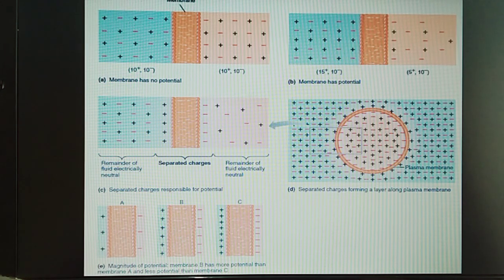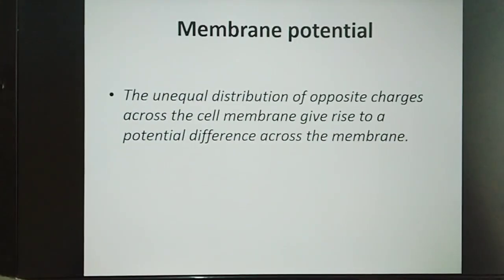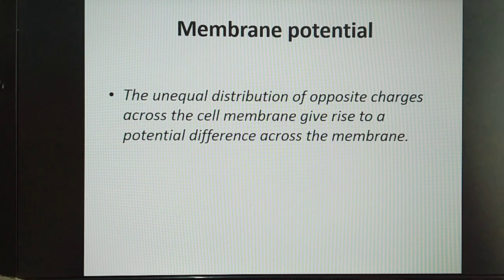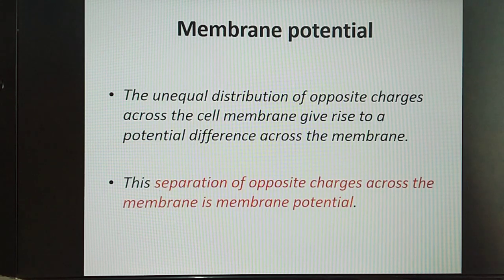So what is the prerequisite for the development of the membrane potential? It is very straightforward: the unequal distribution of charges. The unequal distribution of charge across the cell membrane gives rise to a potential difference across the membrane, and this separation of opposite charges across the membrane is known as membrane potential.